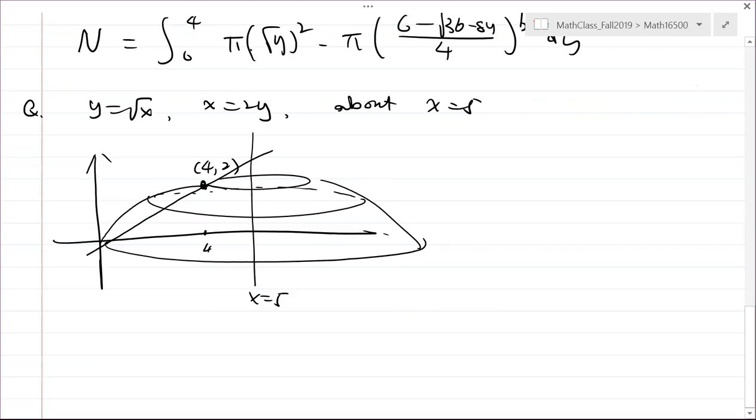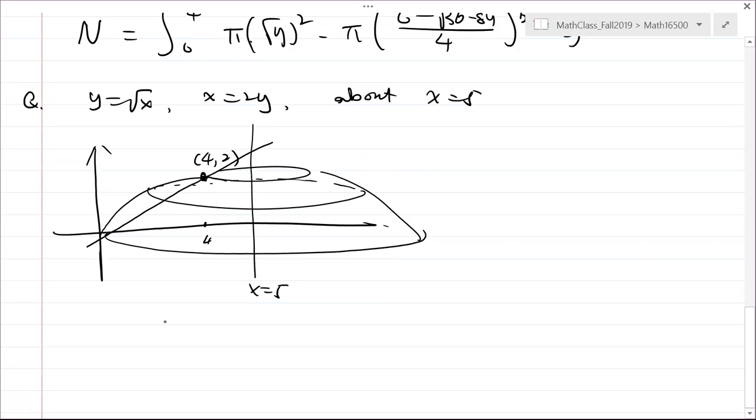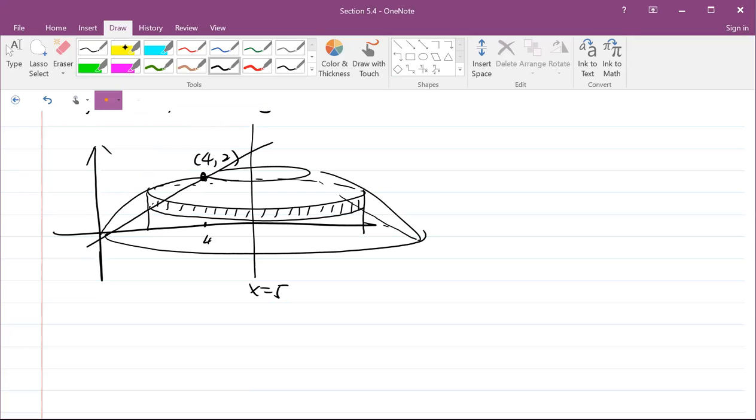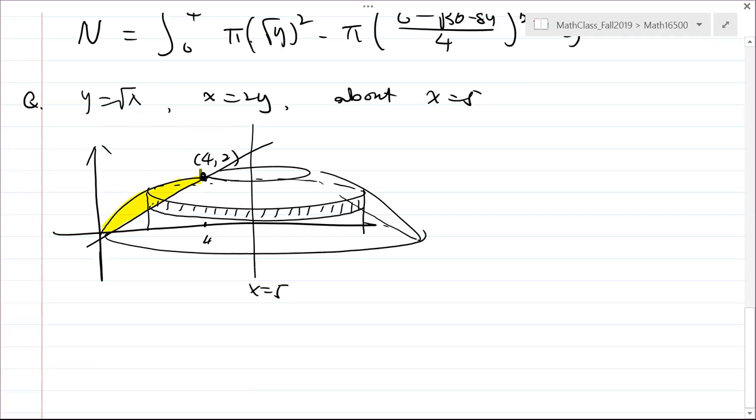Okay, the first method uses cylindrical shells. If you use cylindrical shells, this is the cylinder you are going to get, right? Because the solid is generated by this region. So that's why you only get this cross section. All right, that's the first step. You draw the graph.